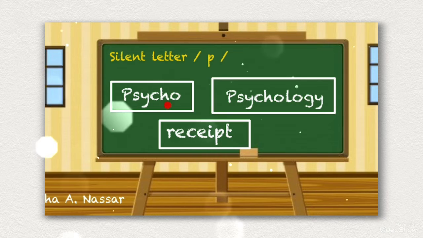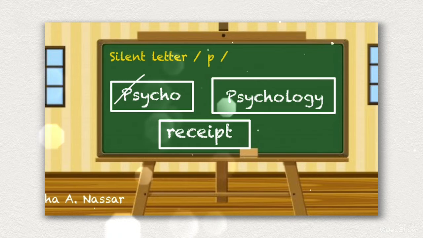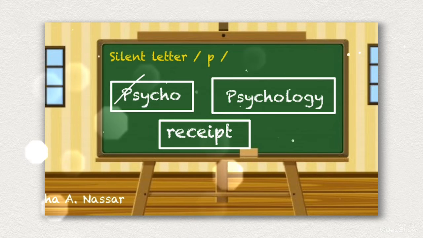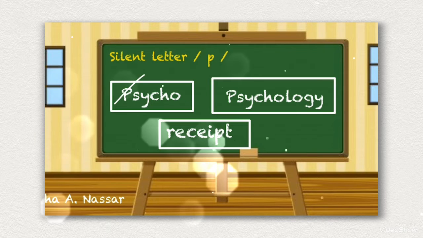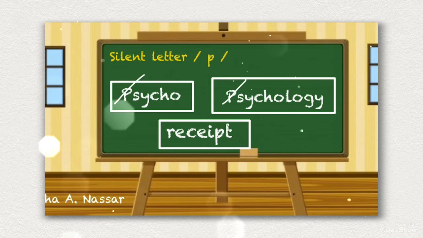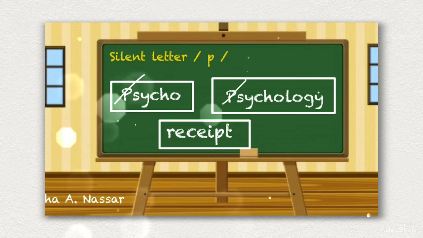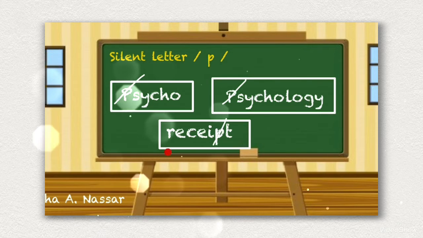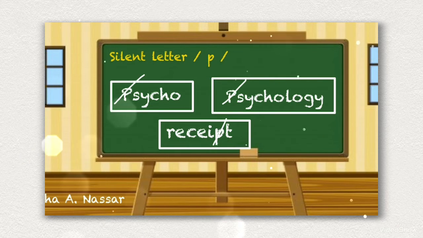Here, cycle. I will not pronounce letter P. So it will be cycle. And here, psychology. I will not pronounce letter P. Why? It is a silent letter in this word. And the last word is receipt. I will not pronounce letter P, so it will be receipt. So let's read these three words with silent letter P.